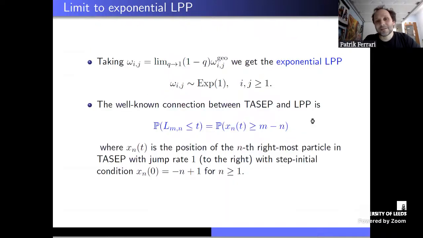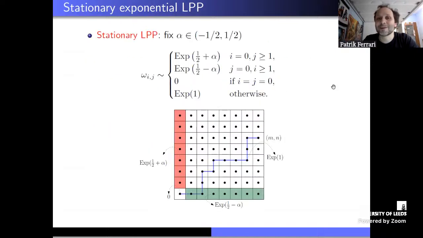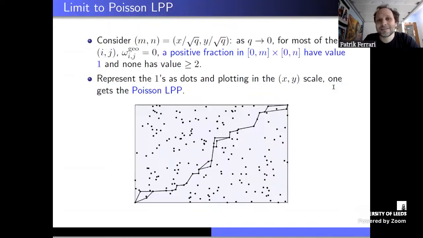Now, if you start with this model, the geometric LPP, there is, however, another connection, another limit, which is very natural and will also be the content of the second part of the talk, the one by Alessandra: the limit when q goes to 0. So you think that you have m and n, these are integers, and suppose that m and n scale like x over square root of q and y over square root of q. This means x and y are finite, but then you take q going to 0.